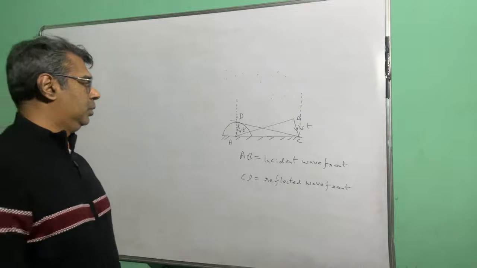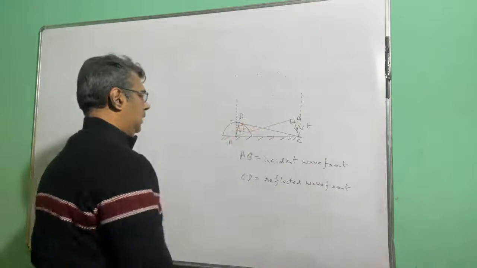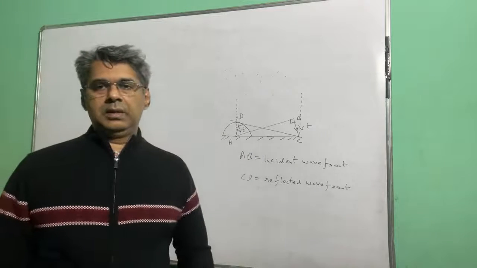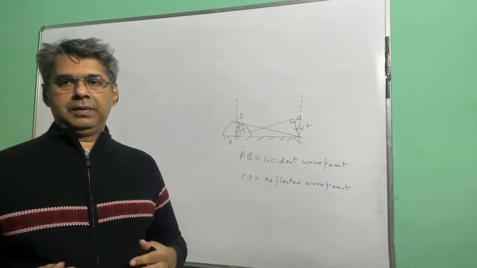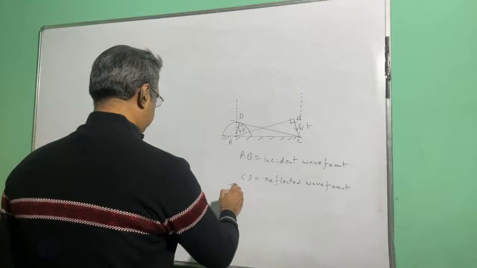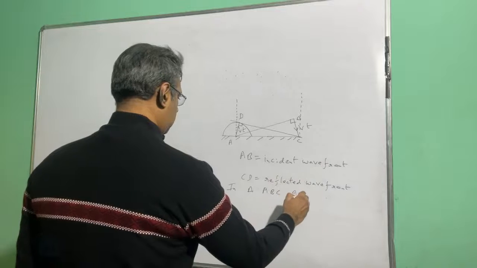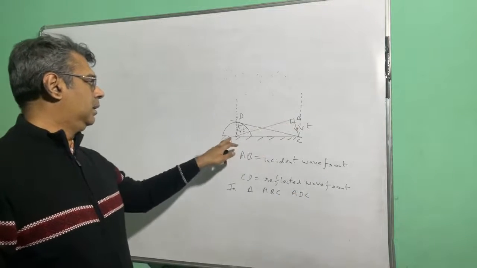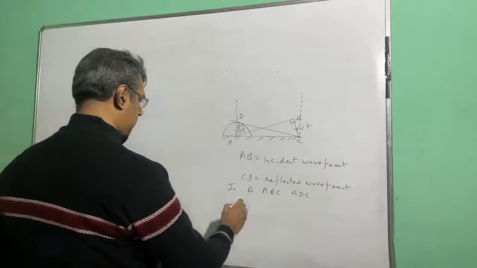So you know that this angle is 90. Similarly, you know that this angle is 90, right? The reason is that the radius and the propagation direction and the wavefront are perpendicular. That is the reason. Now you consider triangle ABC and triangle ADC. You consider these two triangles, ABC and ADC.